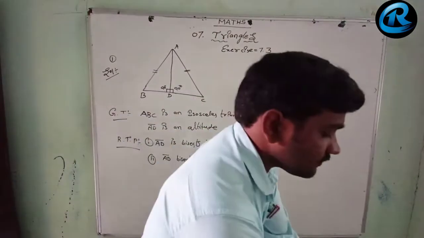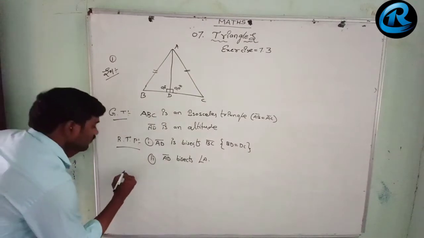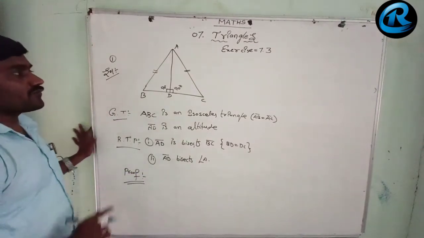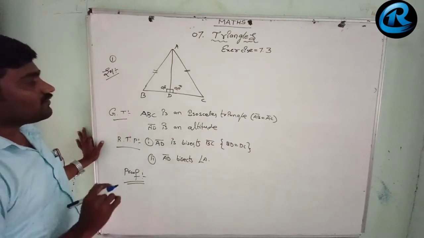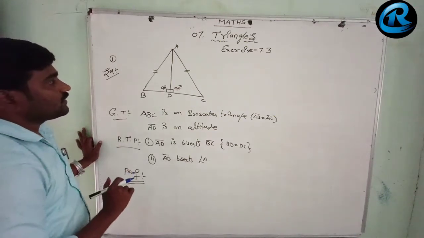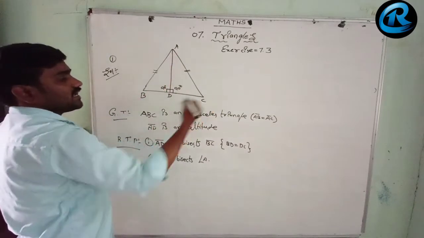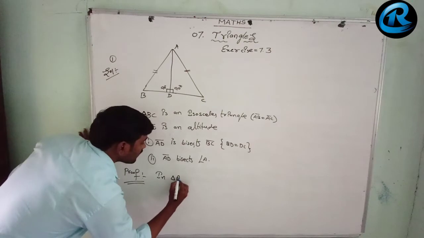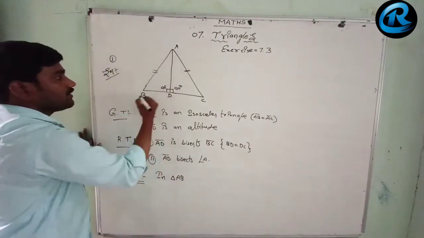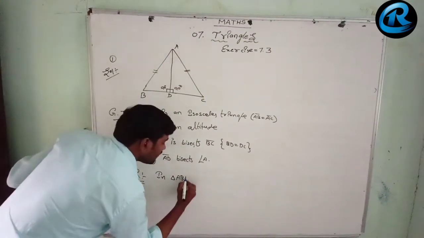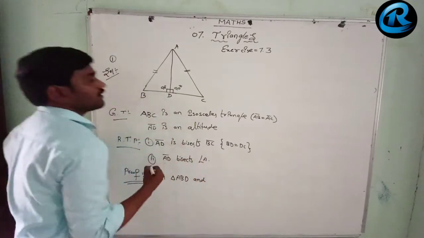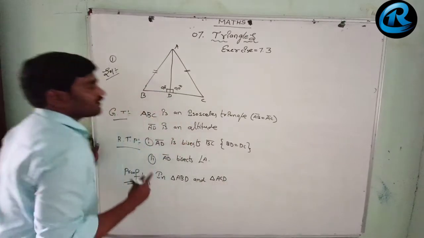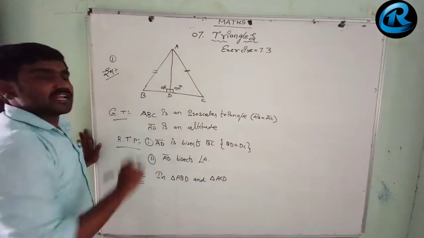Okay, let us prove this. Now we go for the proof. So how can we show that? First of all, let us take it that ABC is an isosceles triangle. Now in triangle ABD and in triangle ACD I will take.